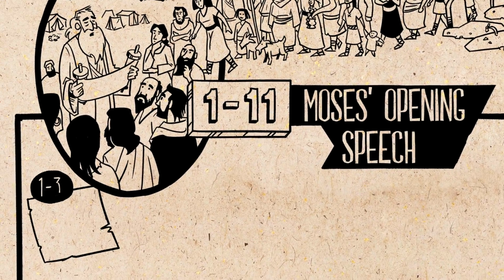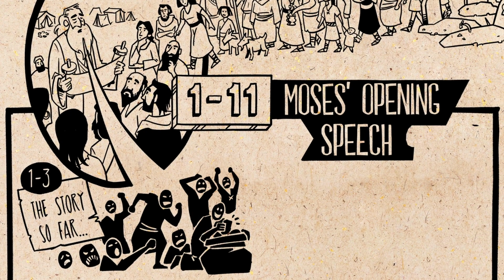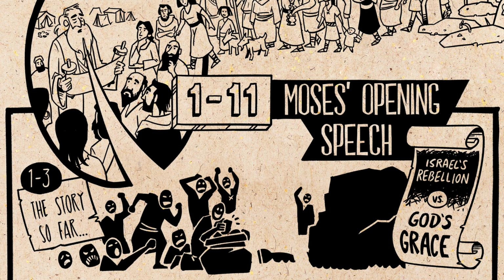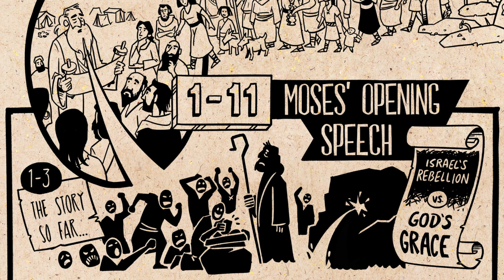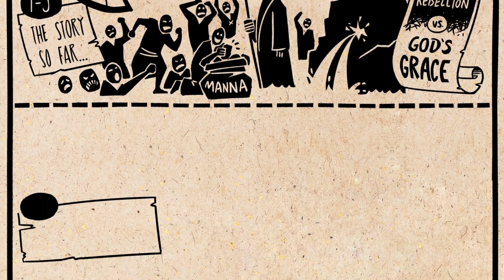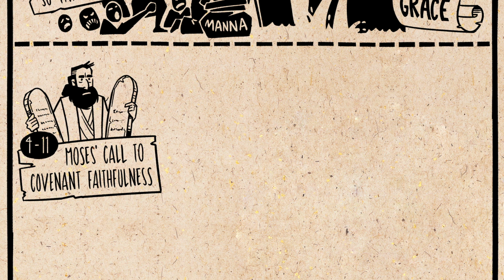So Moses, first of all, summarizes the story so far, and he highlights how rebellious the previous generation was, in contrast with God's constant grace and provision in the wilderness. And God did bring his justice on them, yes, but he did not abandon his covenant promises. After this comes a series of very passionate sermons where Moses calls on this new generation to be more faithful than their parents were to the covenant.